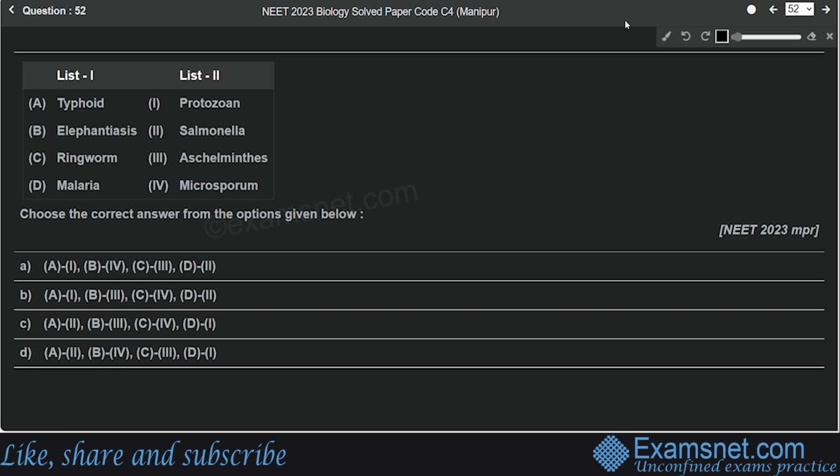Question number 52 is from the chapter Human Health and Diseases. Here we have to match list 1 with list 2. Okay. So in the first one we have typhoid. Now we know that typhoid is a bacterial disease. It is caused by bacteria. And which genus of bacteria? Salmonella. The name of the bacteria is Salmonella typhi. So the genus is Salmonella. So the correct match for A will be number 2, Salmonella. Okay.